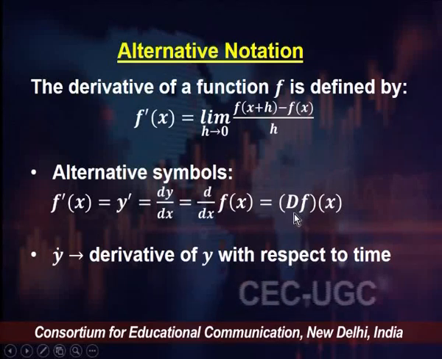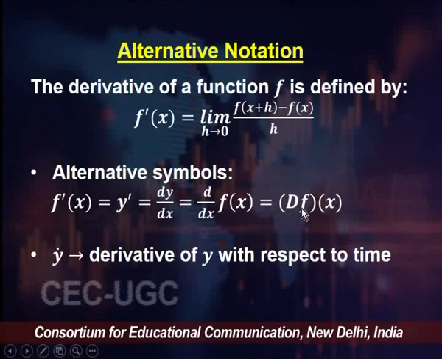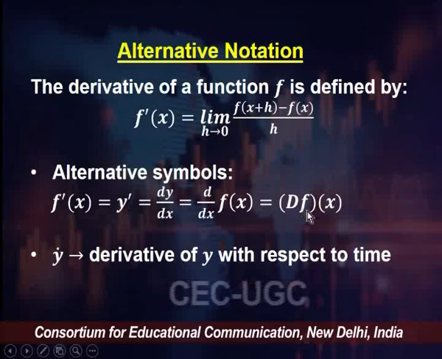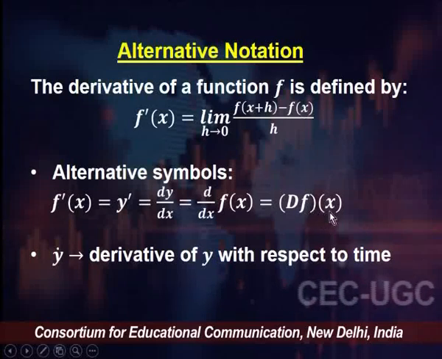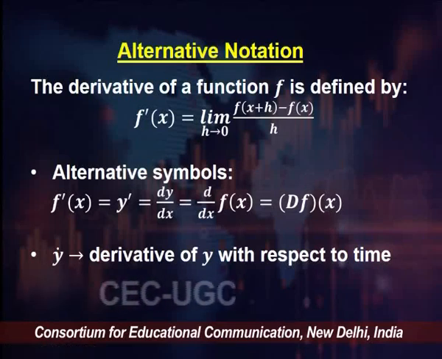We can use this notation also. We can use this capital D notation, which is just an operator. So it's an operation that you're performing on the function f, which we call the primitive function. So Df of x is also a representative of the derivative of the function at x.